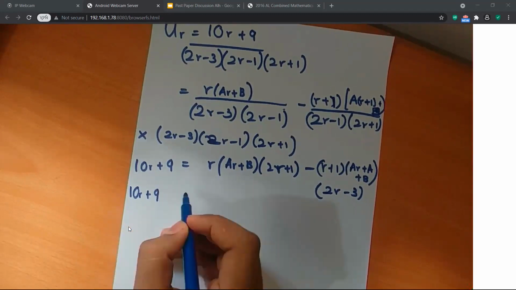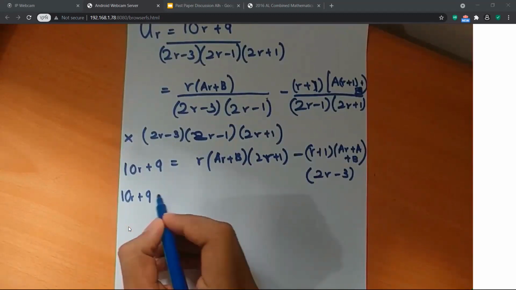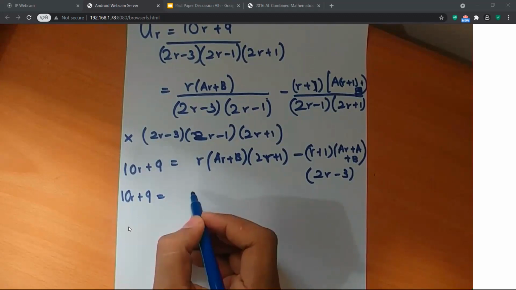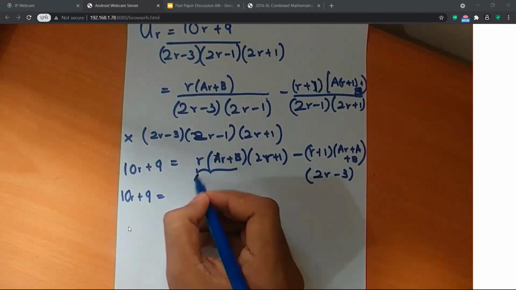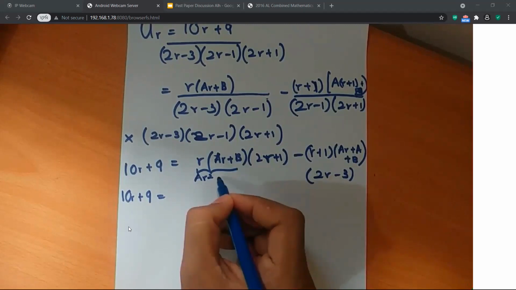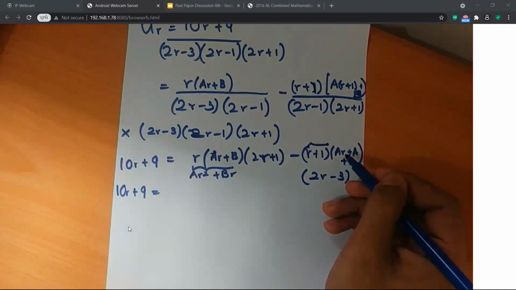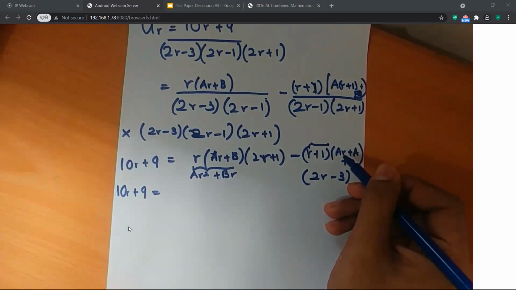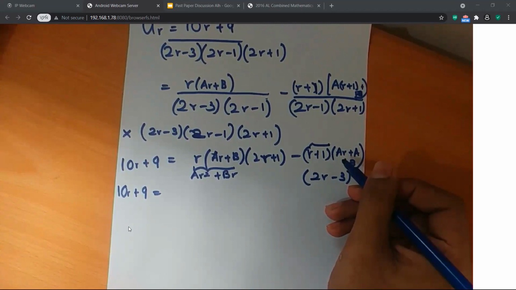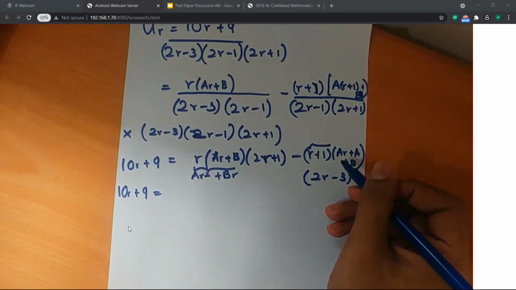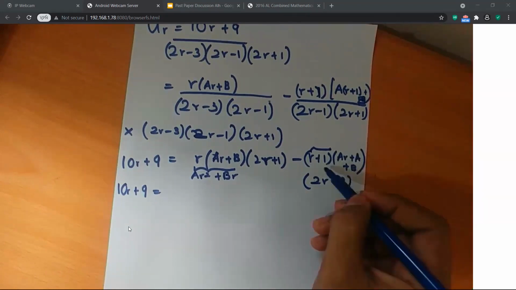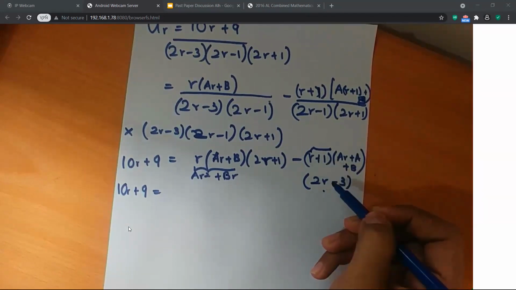Right, 10R plus 9 is equal to R times AR plus B. So we can write this here. R times AR is AR square. R times B is BR. So shall we do this as well? Because it will be easier to simplify. Yeah, we'll do this too. R plus 1 into R minus 3. That might be a bit easier.